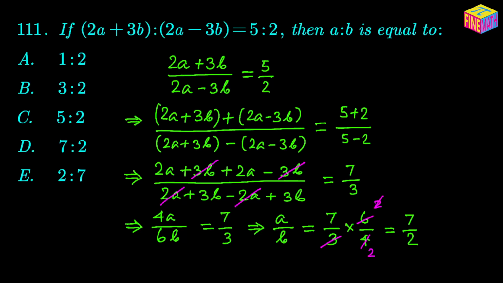So from here we can say a is to b is equal to 7 is to 2, and that is our answer. And if you look at our answer options, we have 7 is to 2 under option D. So option D would be the correct option.